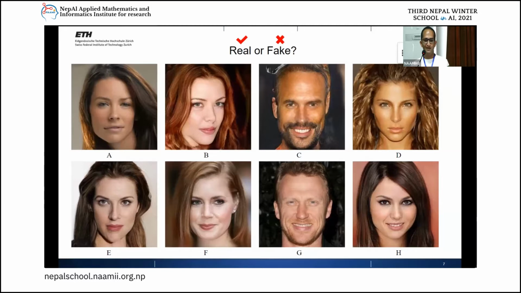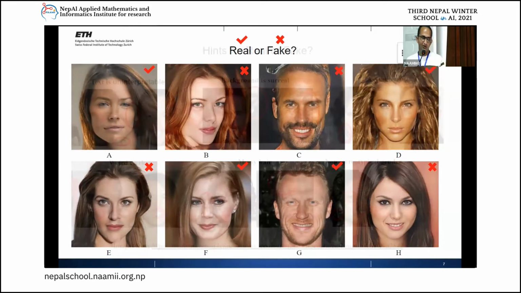A red check means it's real and a cross means fake. You can make your guesses. I won't ask you to raise hands, but I'll reveal the answer. The cross ones are fake images and the check ones are real images. They look really, really similar. Unless I tell you, they are actually hard to detect.